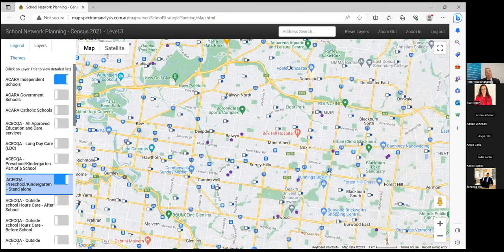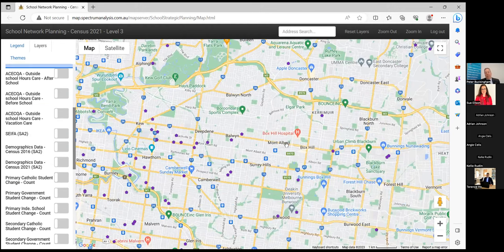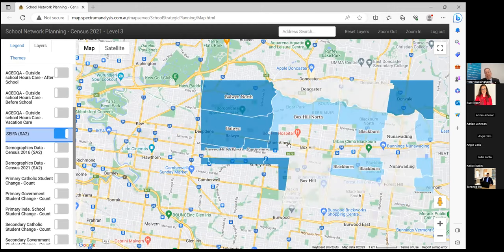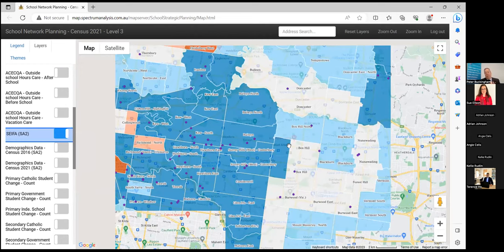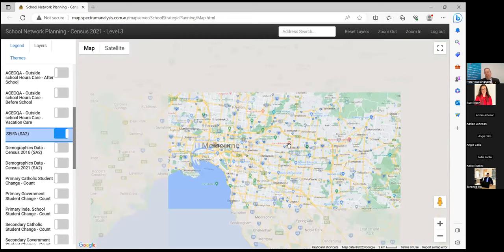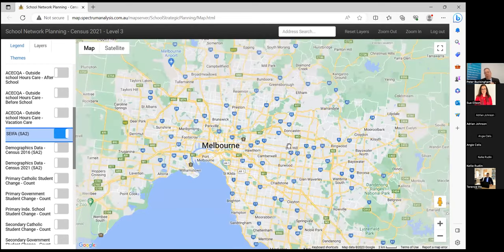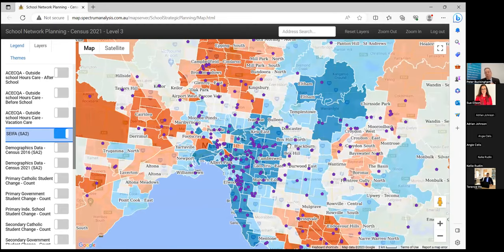Okay, the next thing I want to talk about is SEIFA. SEIFA, I'm going to bring it out a little bit, stands for Socioeconomic Index for Areas. And when you're thinking independent schools, it's probably a pretty good way of saying, can they afford to pay our fees? Now, we've done quite a lot of work on how the SEIFA compares to what percentage of children in the area go to government school. And I'll just explain that first by saying, let me leave it with SEIFA first.